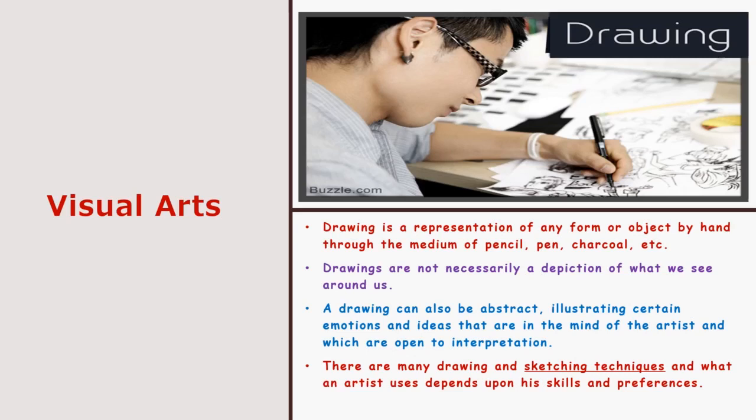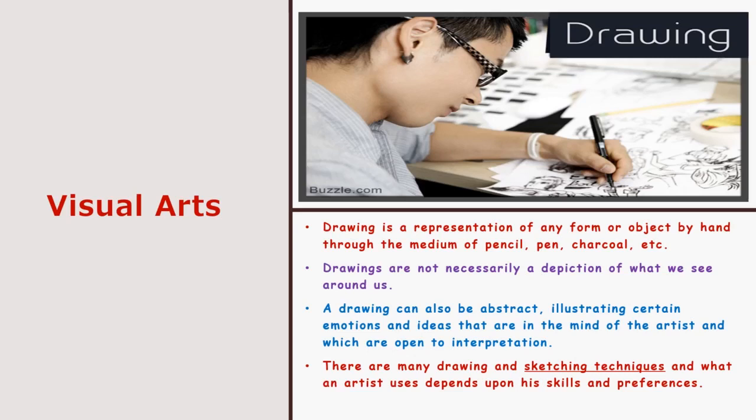Then a drawing can also be abstract. Abstract means something imaginary. As I've told you, it need not be a real thing. Okay, so that can be an abstract thing illustrating certain emotions. So when you're drawing some facial expression of someone, when you're drawing a boy or a girl with an expression on the face, that is illustrating something. Illustration means just telling what it means.